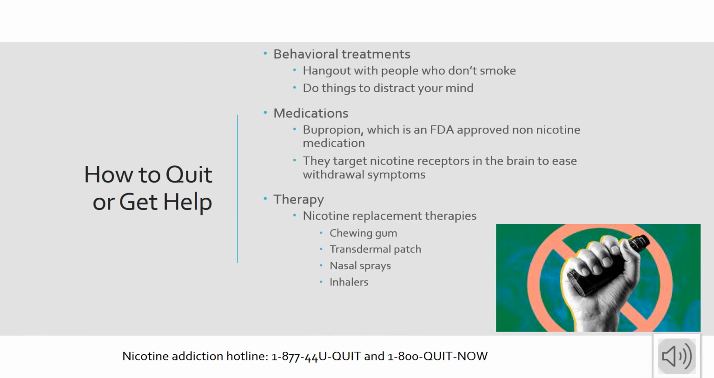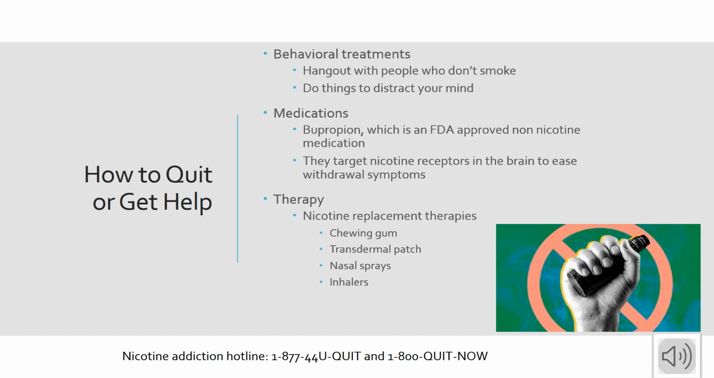How to quit or get help with tobacco use. Behavioral treatments. Hang out with people who don't smoke or do things that can distract your mind. Medications. Bupropion, which is an FDA-approved non-nicotine medication. They target nicotine receptors in the brain to ease withdrawal symptoms. And therapy. Nicotine replacement therapies, chewing gum, transdermal patches, nasal sprays, and inhalers.